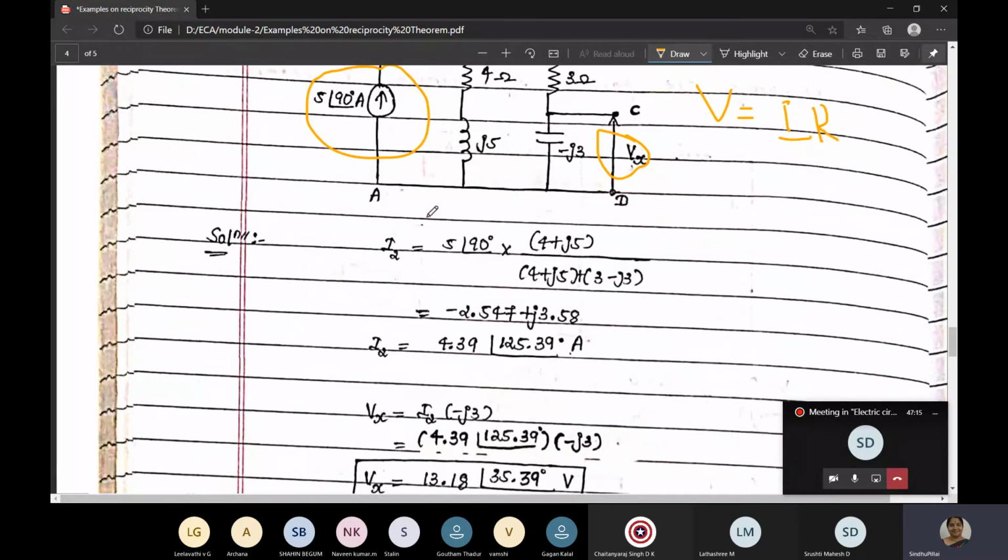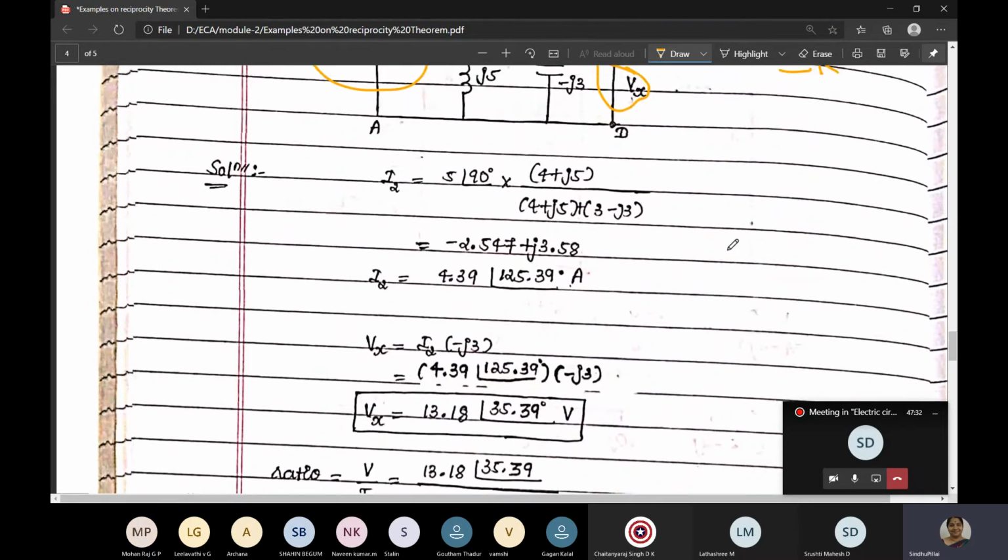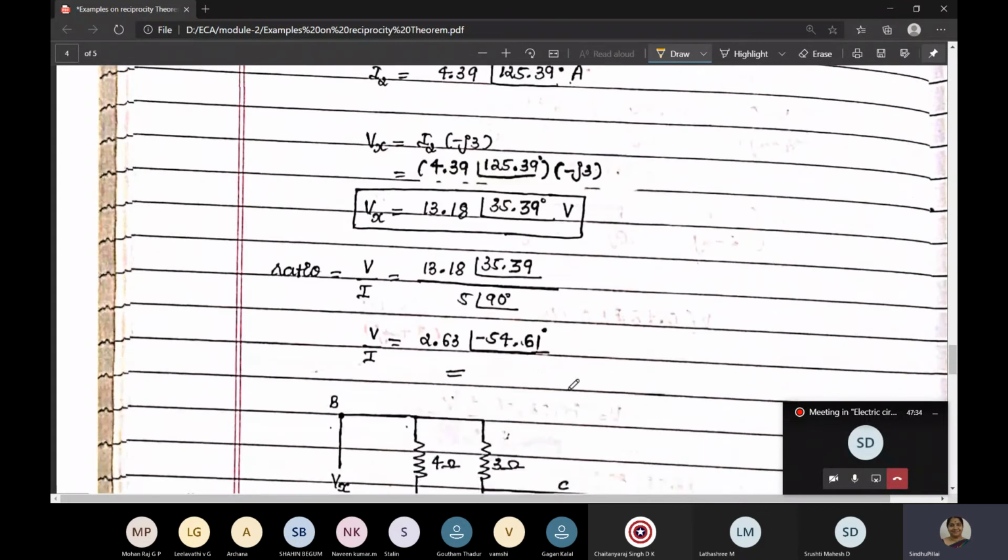See here, before, we had seen the excitation was a voltage source and the response was current. Here the excitation is a current source, and the response is voltage. You should know that. So find out the V by I ratio. V we found out is 13.18 and I they have already given, it is 5 at an angle 90. So the ratio we got.